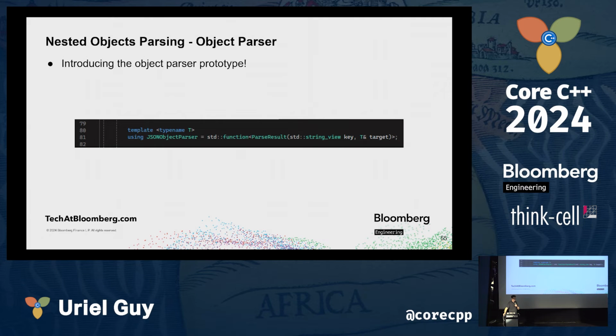We can create a new function prototype for parsing objects, which says, I have a key that I just got from an object. I have an object that I'm parsing this into of type T. And this is what I want to express. But the question is, how do we move from parsing tokens into parsing objects?